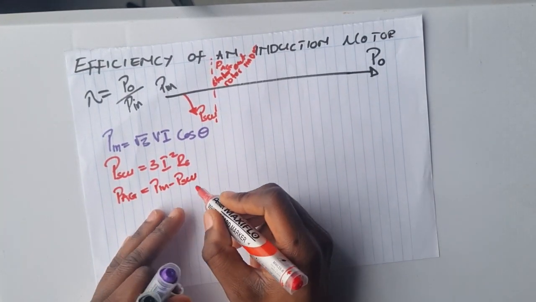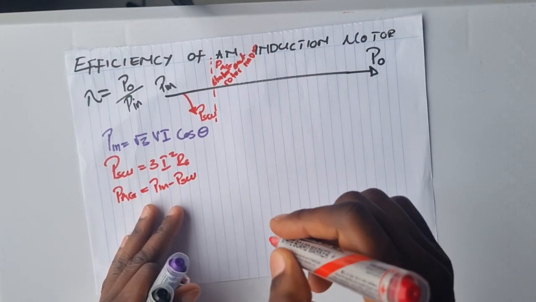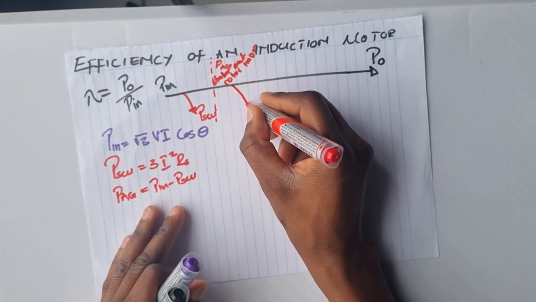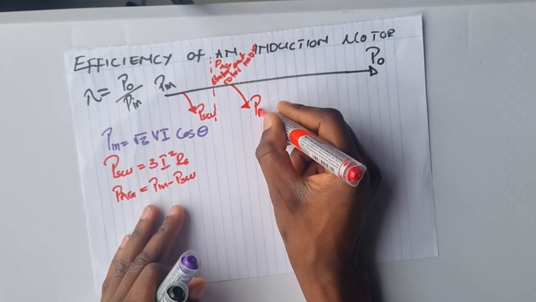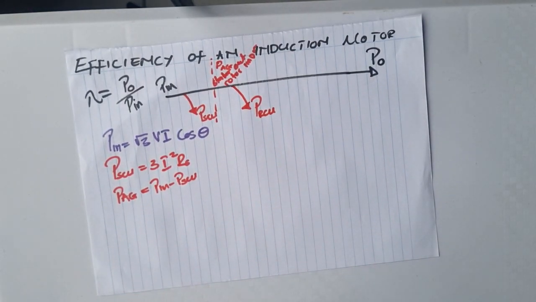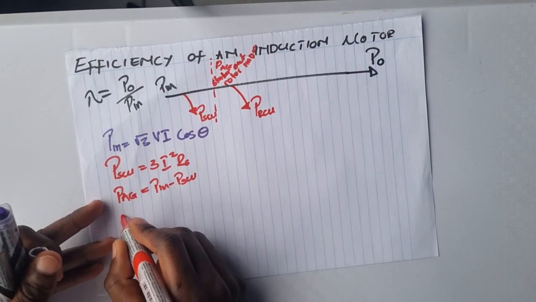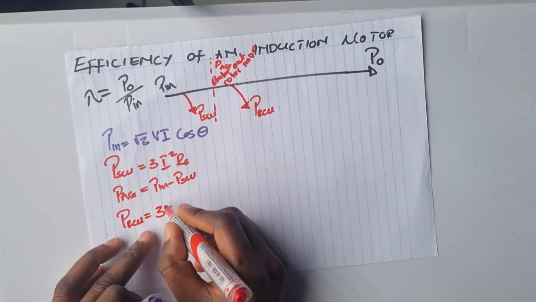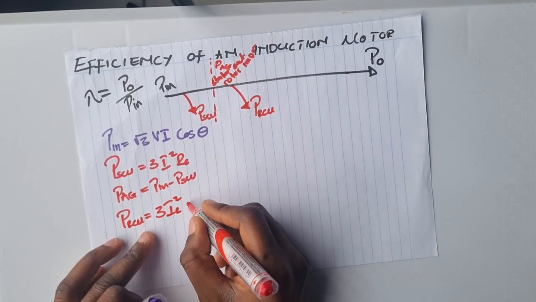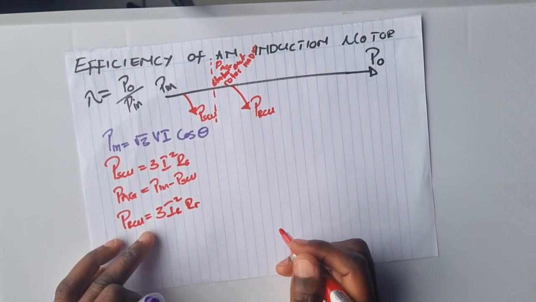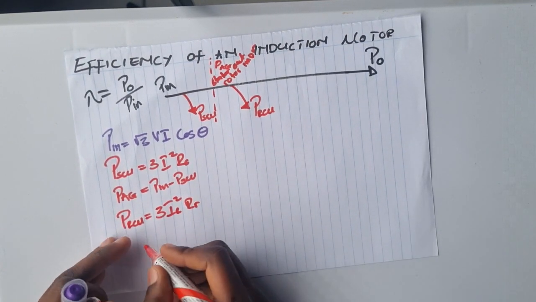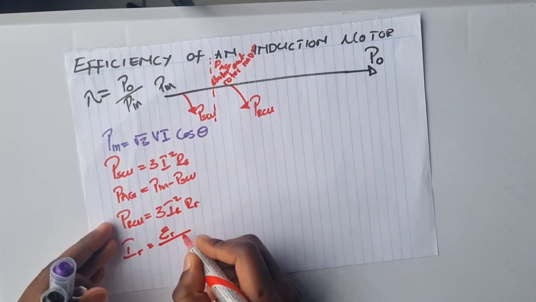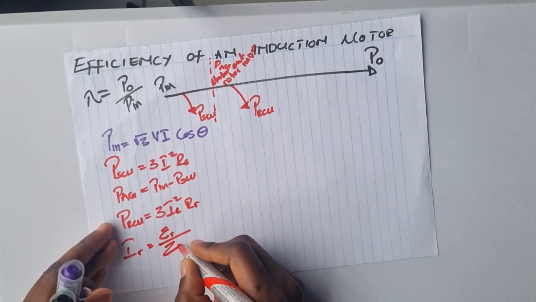And then after that, the PAG is going to be the input power into the rotor. After the power gets into the rotor, we also experience the rotor copper losses due to the rotor winding. That one is called rotor copper losses, and is calculated using the formula I R squared times rotor resistance. We can calculate the rotor current using the formula EMF induced in the rotor over the impedance of the rotor.